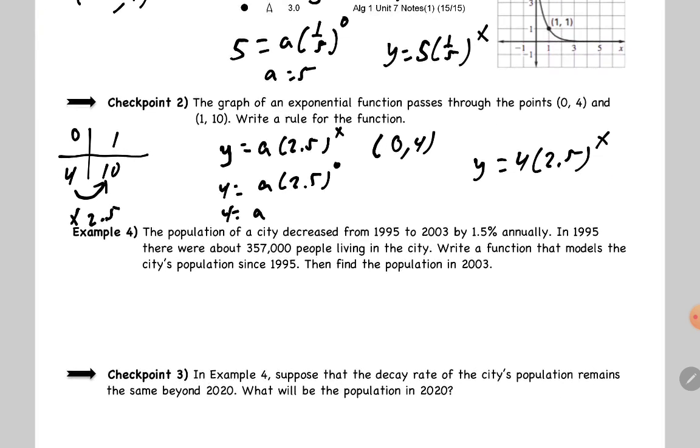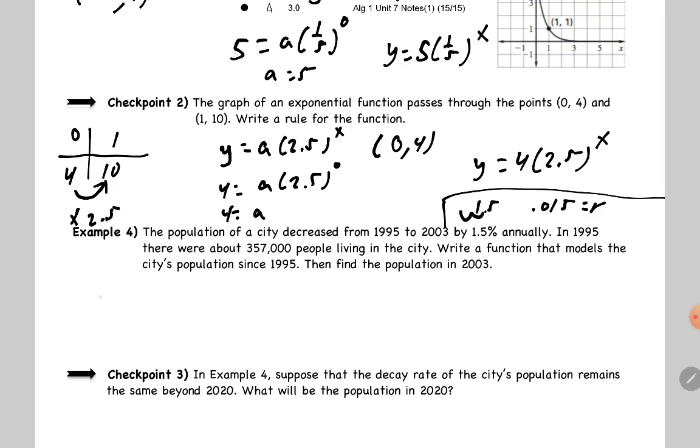The population of a city decreased from 1995 to 2003 by 1.5% annually. So when we see the word annually, that is our rate. We take that 1.5 percent and move it 2 decimal places. So we get 0.015 for my r. In 1995, there were about 357,000 people living in the city. Write a function that models the city's population since 1995.